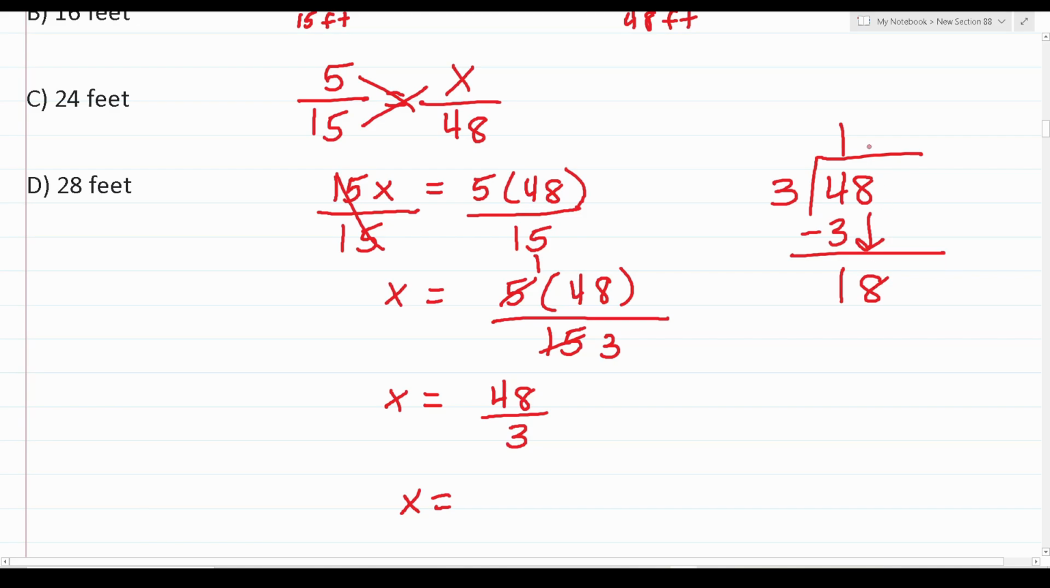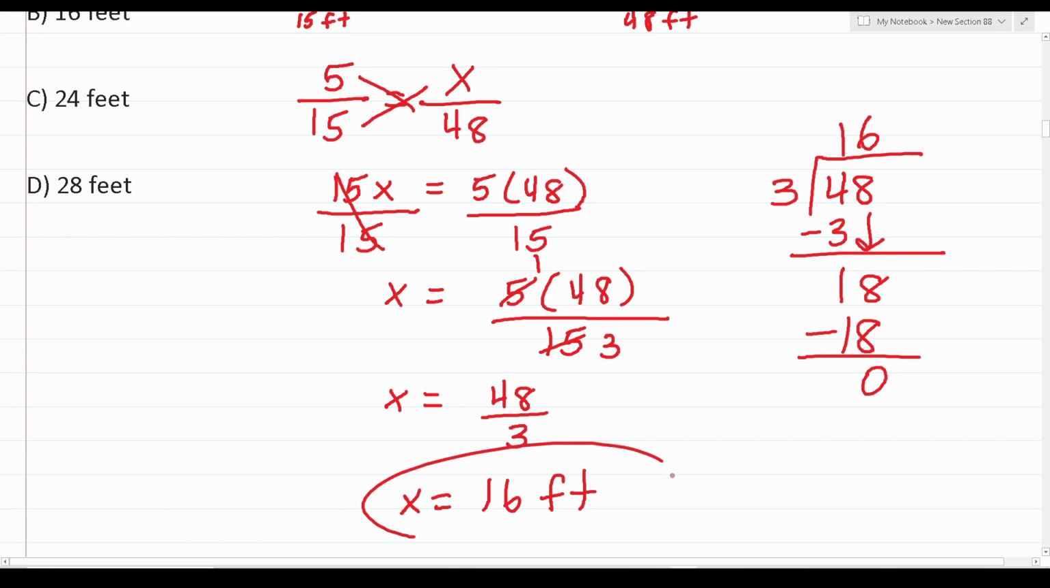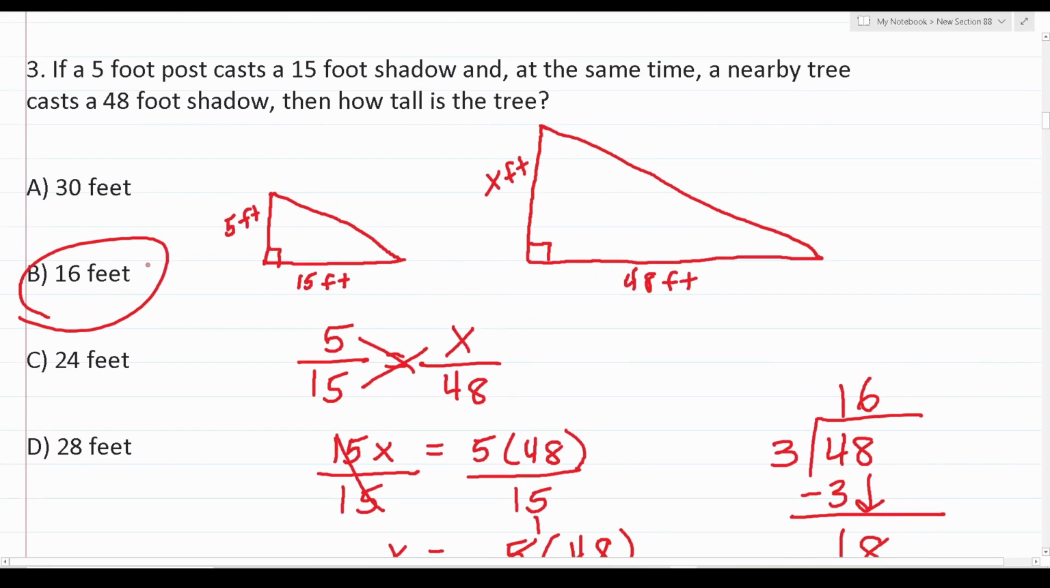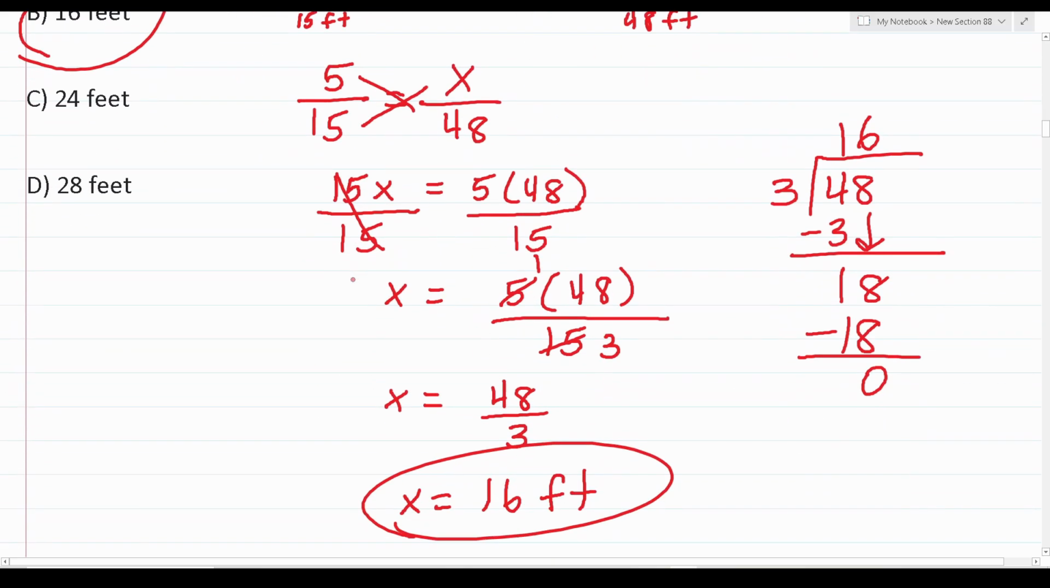3 goes into 18 6 times evenly, given that 3 times 6 is 18. 18 minus 18 is 0. So x in this case is 16 feet. In other words, the height of this tree is 16 feet. All right, so you should expect questions that are very similar to this one on the ASVAB. Make sure you know how to work with proportions as well as similar figures. All right, so that's that one.